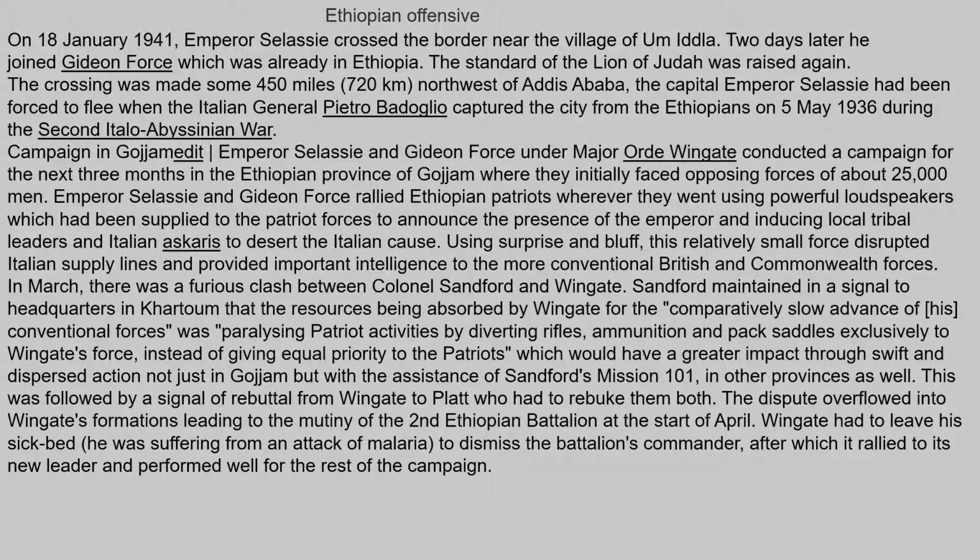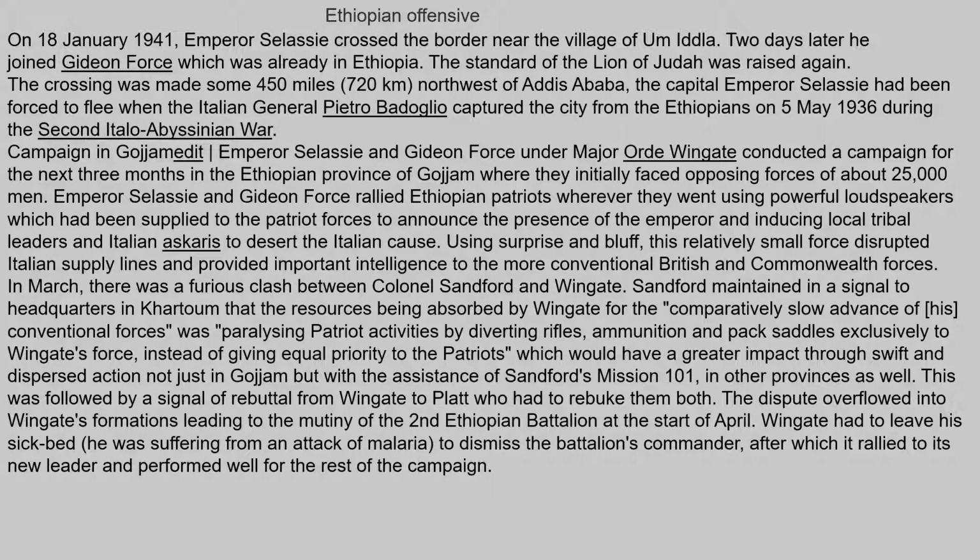The crossing was made some 450 miles, 720 kilometers northwest of Addis Ababa, the capital. Emperor Selassie had been forced to flee when the Italian general Pietro Badoglio captured the city from the Ethiopians on the 5th of May 1936, during the Second Italo-Abyssinian War.